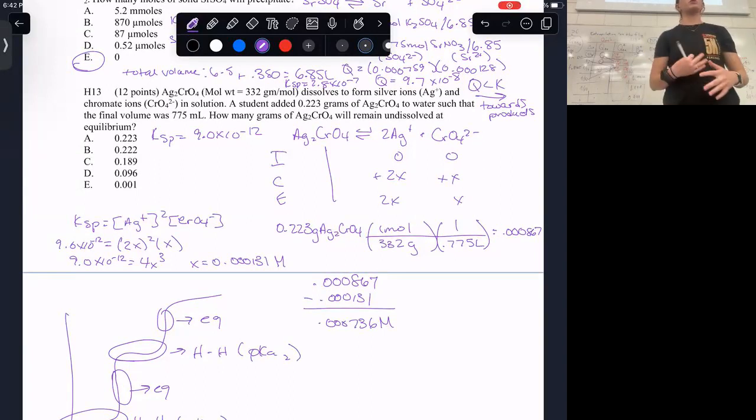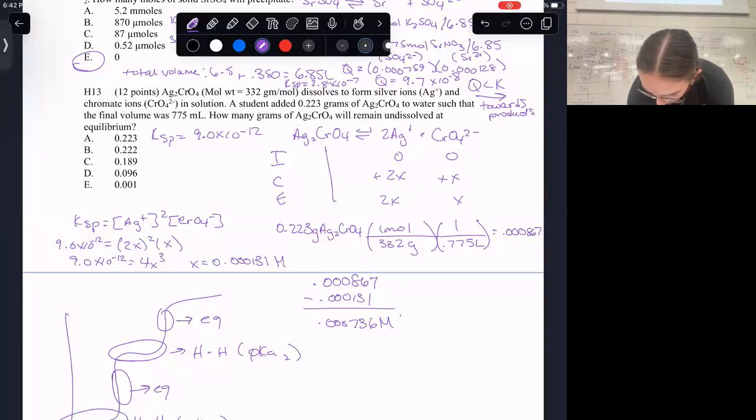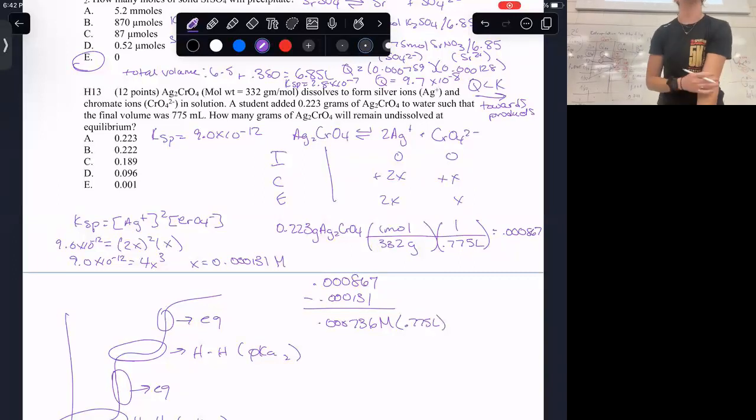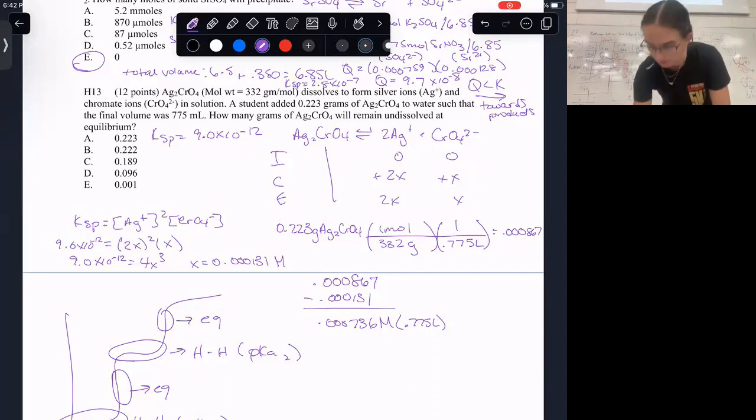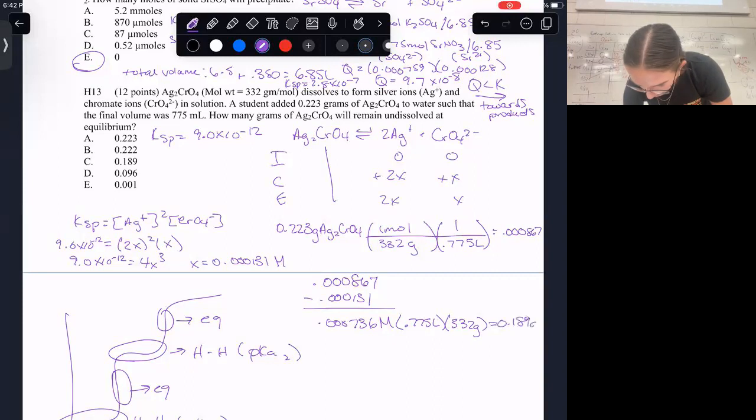We can then do the reverse of what we just did. So we'll multiply by 0.775 liters, because we have moles over liters. And then we'll multiply by 322 grams. And we'll end up with 0.189 grams.